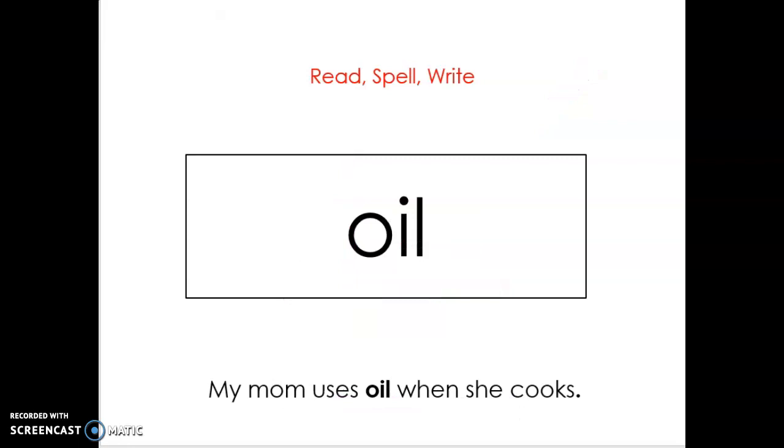Next word. This is oil. What's the word? Oil is spelled O-I-L. How do we spell it? O-I-L. Now this one has O-I, which says oi, and then ul at the end. This is also a rule follower. My mom uses oil when she cooks.